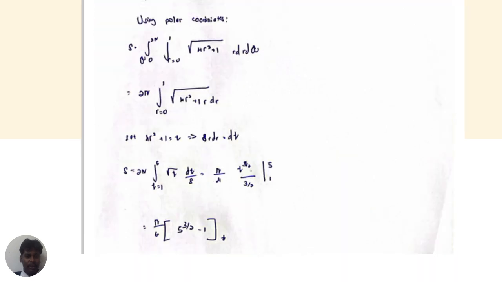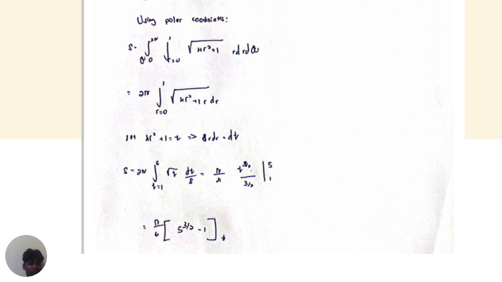After that, using polar coordinates to find the surface, theta goes from 0 to 2 pi and r goes from 0 to 1, and the equation is the square root of 4r square plus 1 times r dr d theta. When integrating with respect to r, the equation will be the square root of 4r square plus 1 times r dr. Let 4r square plus 1 equal to t.